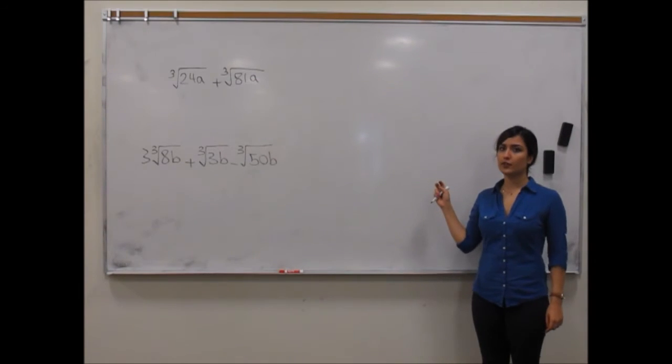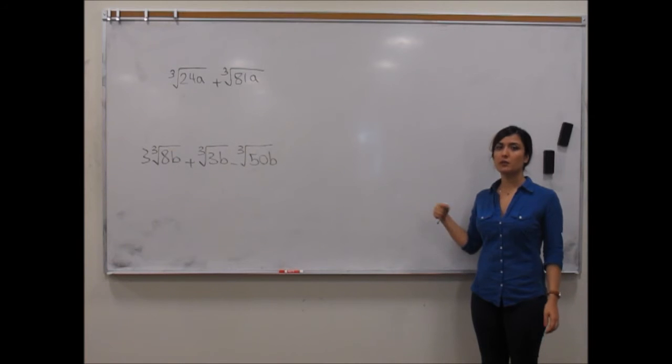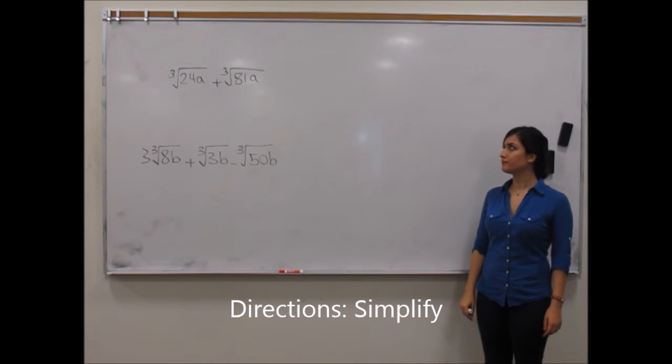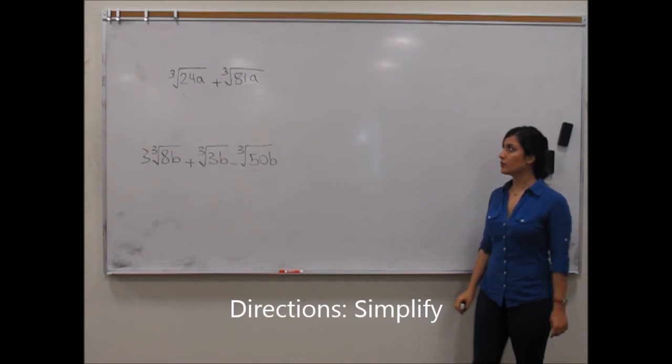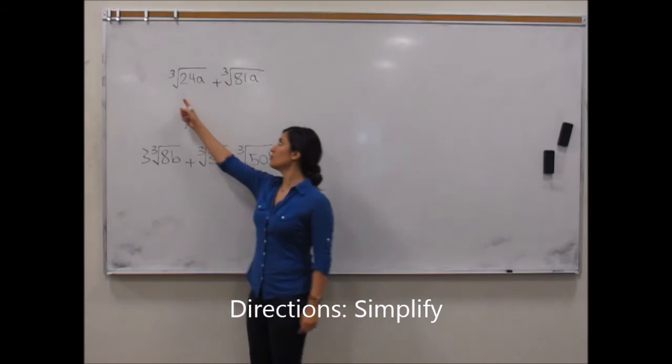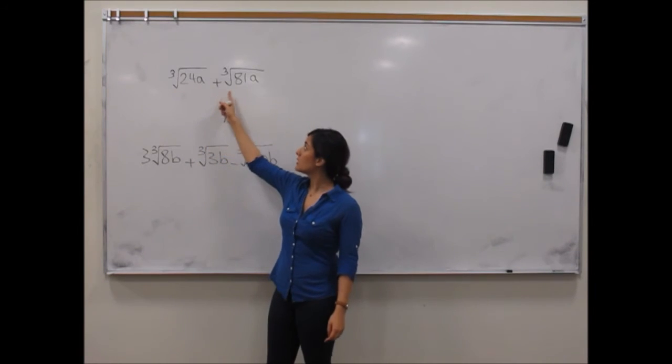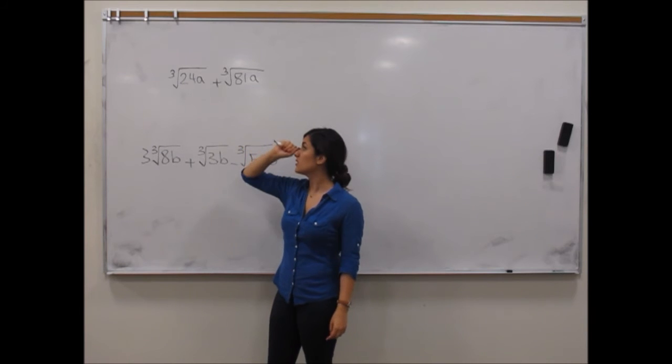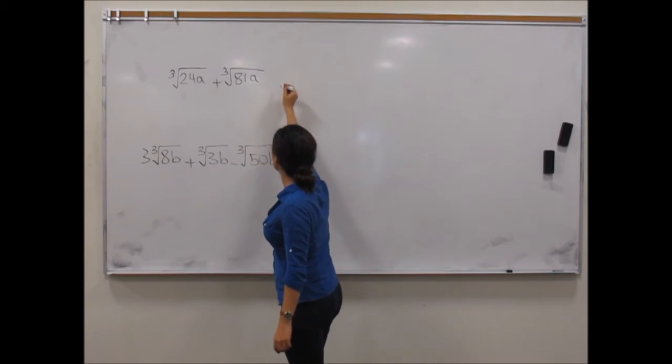Some more examples here for you. You can pause the video and try to do them, and then we'll go over it together. Alright, so for the first one, I have cube root of 24a plus cube root of 81a. So let's see how we can simplify them.